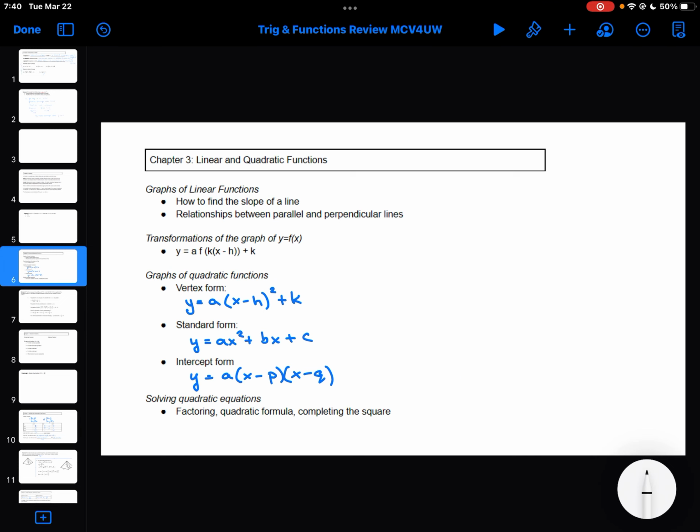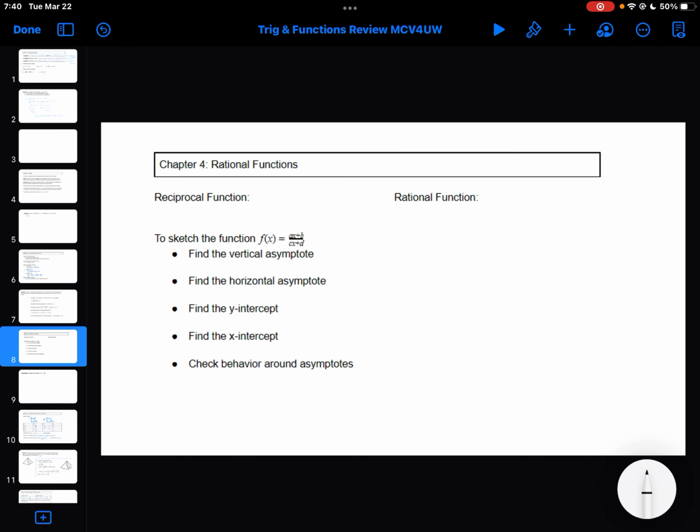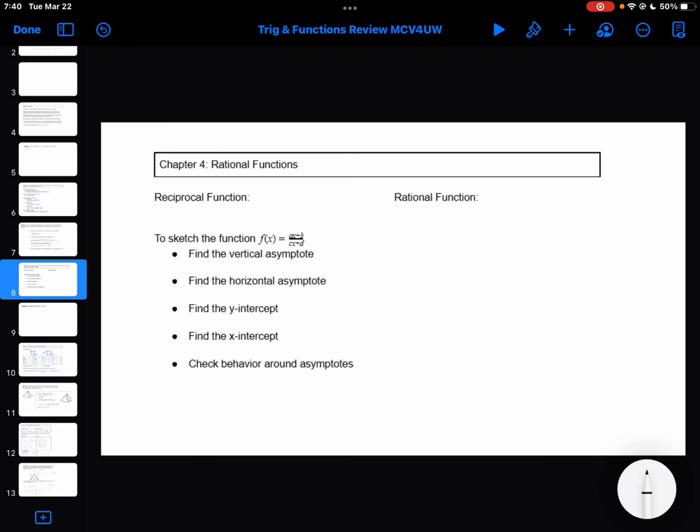Okay, so we addressed the linear and quadratic functions. The last one that we have to do is this rational function example. So just some terminology to be familiar with. First, we have the reciprocal function, where the numerator is any k, any constant, but we also have a rational function. That's where you have a function on top and a function on the bottom.